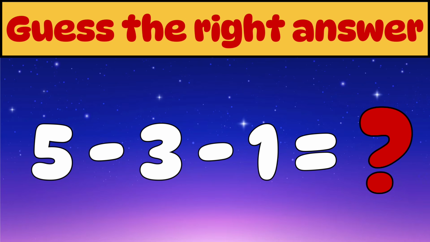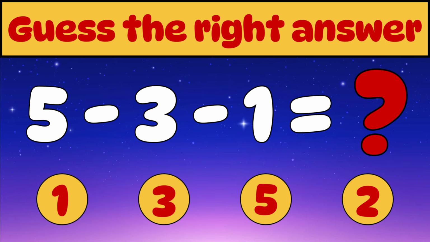Look at the question carefully. 5 minus 3 minus 1 equals. Can you guess the correct answer? Here are the options. 1, 3, 5, maybe 2. Think carefully.